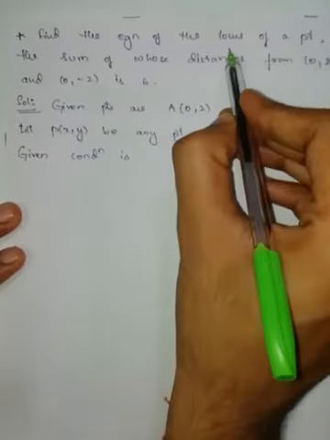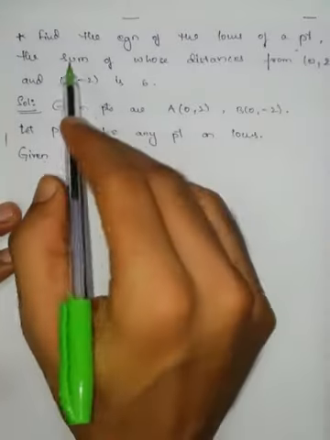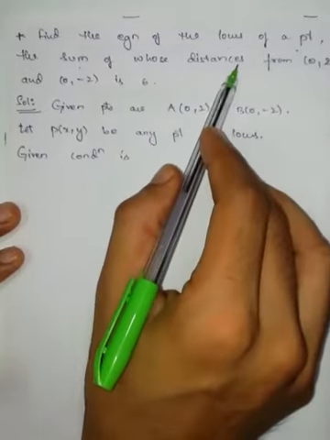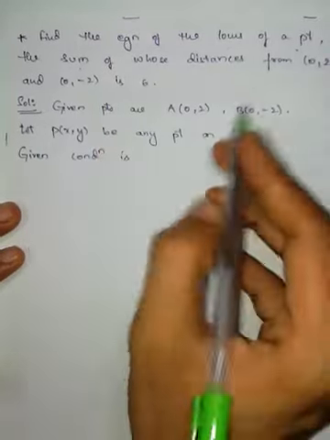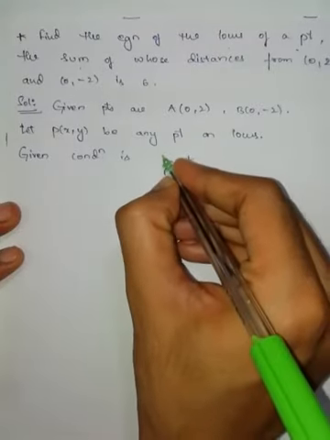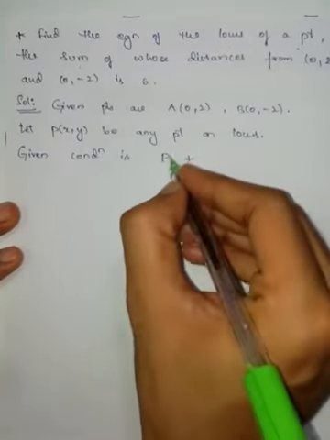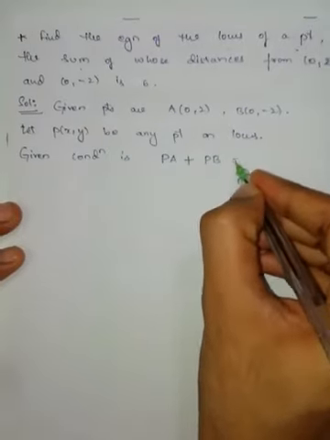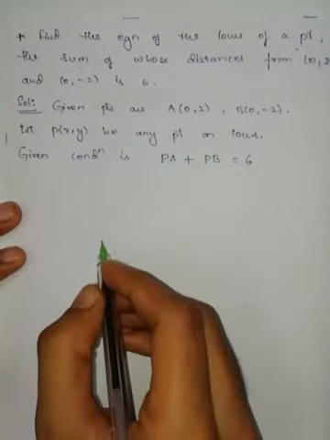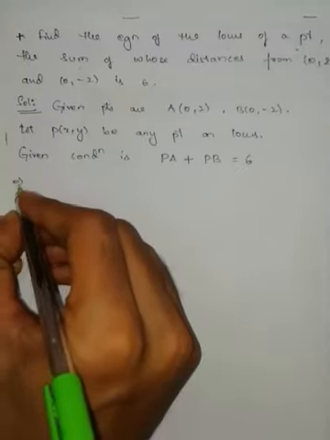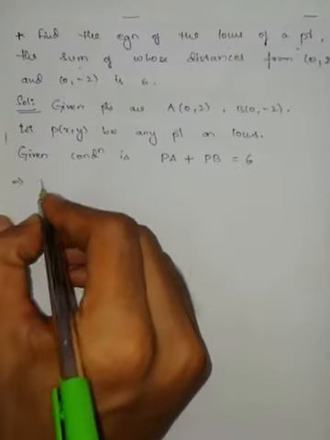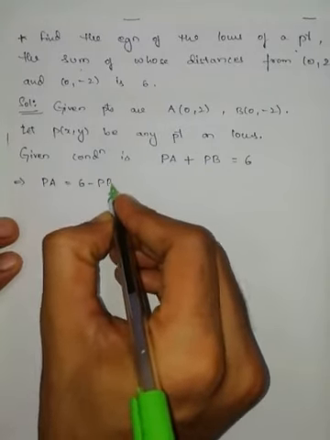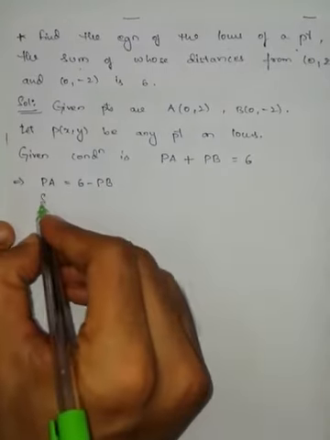is that the locus of a point satisfies that the sum of whose distances from this point and this point is this one. Sum of distances of a point P from A and B, PA plus PB, is 6. This implies, I am going to take PA is equal to 6 minus PB. Now squaring on both sides.